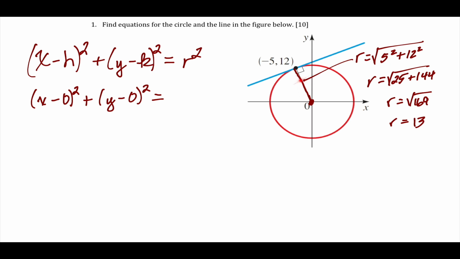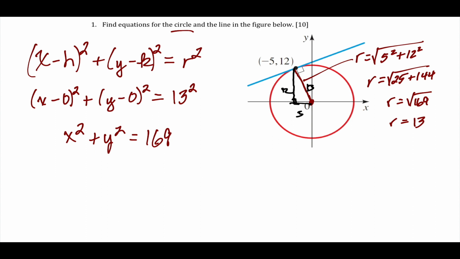So this was 13. What some students did, and it saved them a lot of work, was recognize that they had a Pythagorean triple here, right? They had a 5, 12, 13 triangle. So they instantly knew that this was 13 after looking at it. So over here, we'll do our 13 squared, since we now know what that is. So when I simplify it, it just becomes x squared plus y squared equals 169. So that takes care of the equation for the circle.